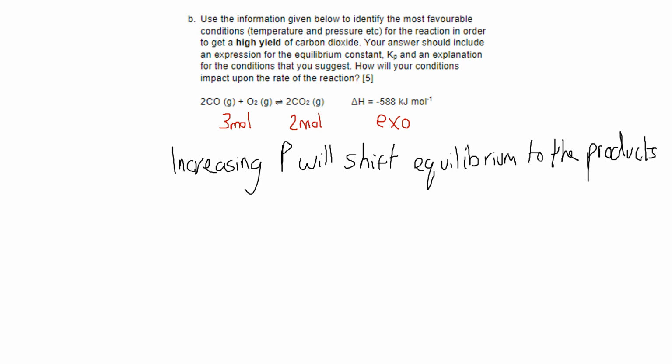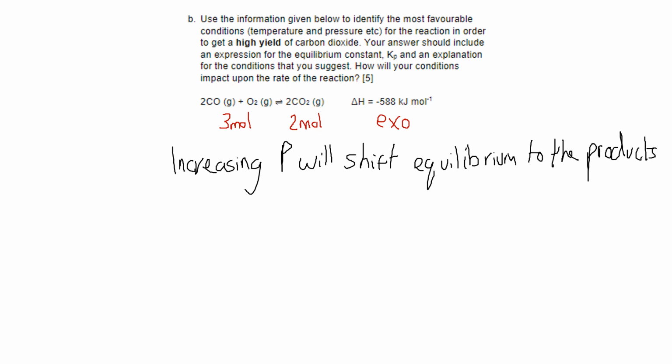So the 2 moles. So that's a good thing if you want to make more carbon dioxide, but also increasing the pressure will make the reaction faster as well. However, there are safety implications of that. High pressure generally means more expensive equipment needed and greater risk of an accident. So you have to be aware of the safety implications.